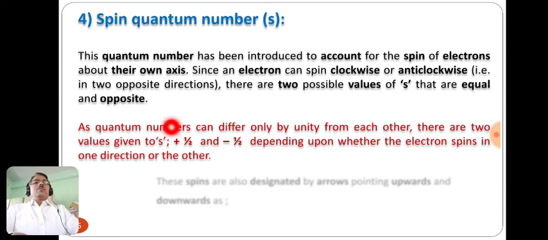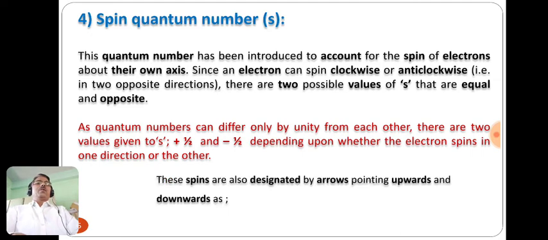As quantum numbers can differ only by unity, that is 1, from each other, there are two values given to s, the spin quantum number. They are plus half and minus half, depending upon whether the electron spins in one direction, clockwise, or in the other direction, anti-clockwise. And these spins are also denoted by arrows pointing upwards and downwards, as shown here.